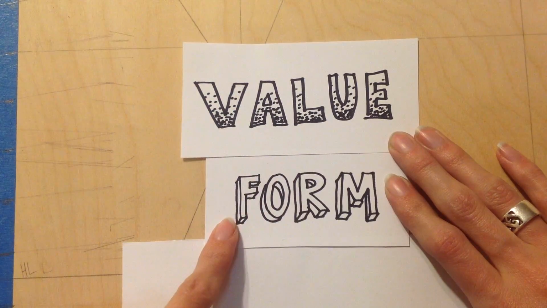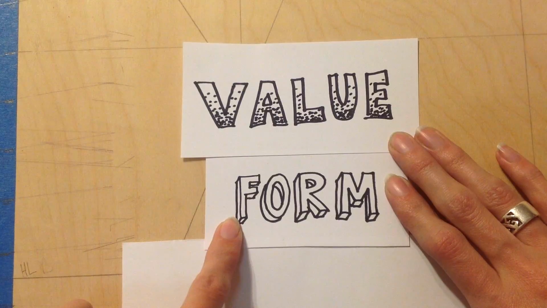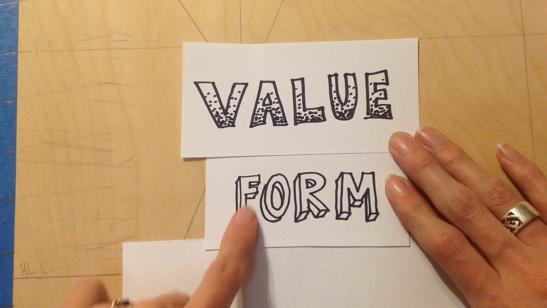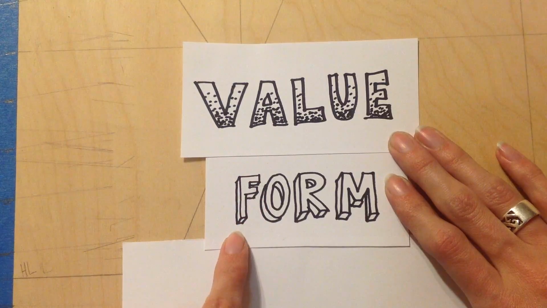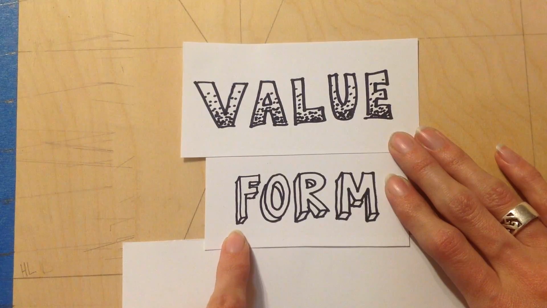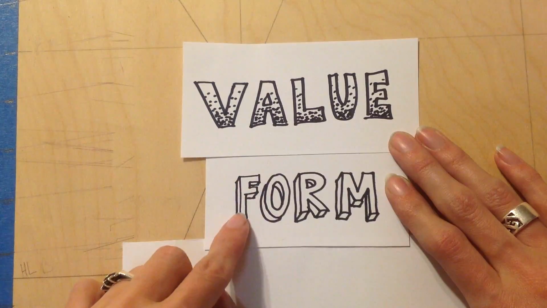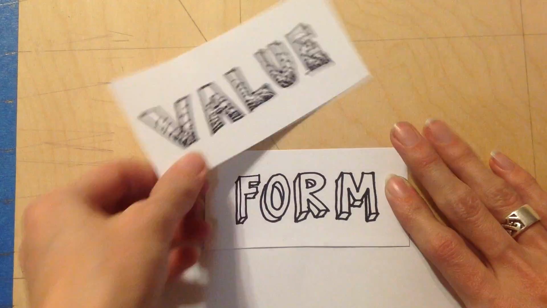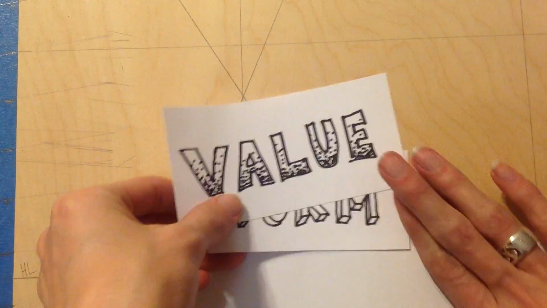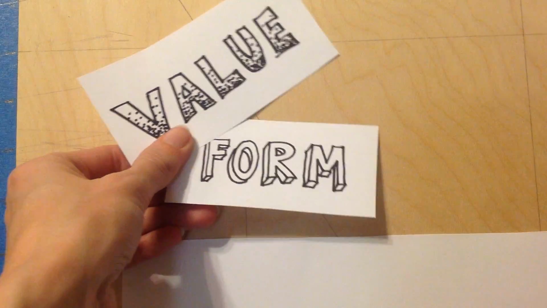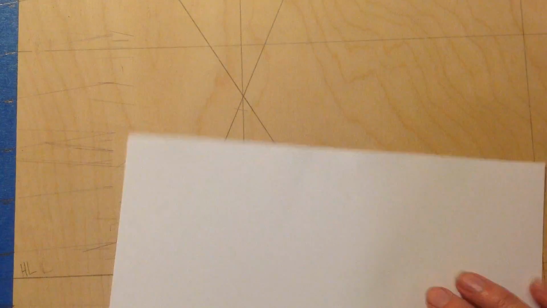And here is the word form, and I'm showing form by making it look like it's three-dimensional. Forms are all three-dimensional. They have height, width, and depth. Okay, so let's get started with our still life that has form and value.